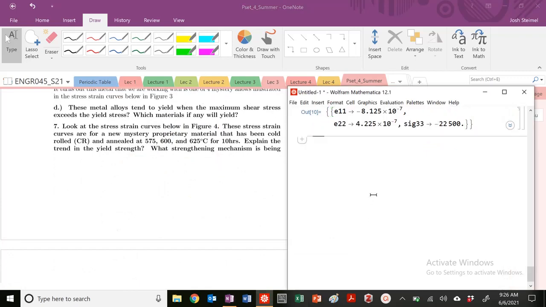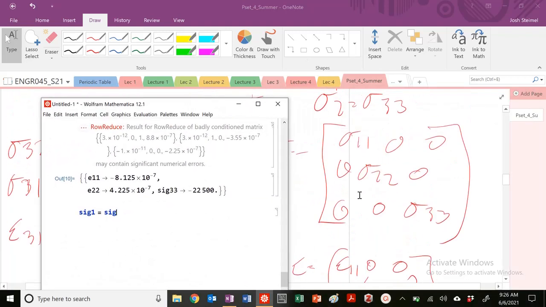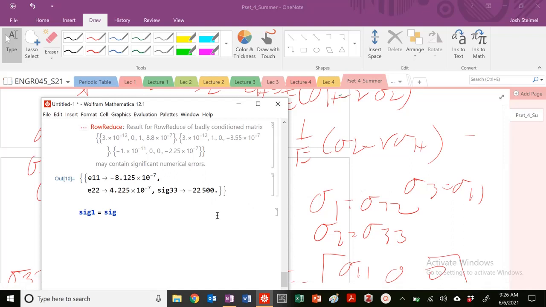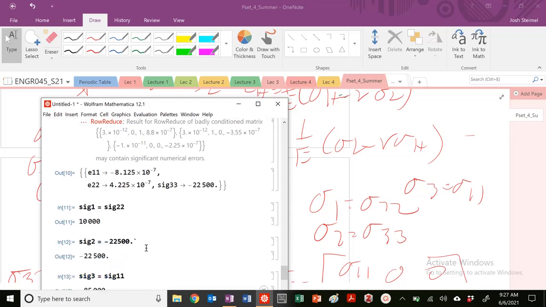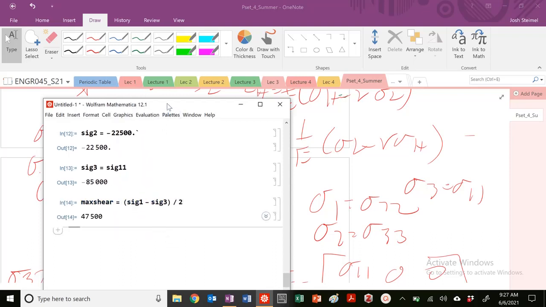So my tau max again. Let's just say my sigma 1 equals sigma 2, my sigma 2 equals sigma 3, and my sigma 3 equals sigma 1. So my tau max shear equals sigma 1 minus sigma 3 divided by 2. So that's my maximum shear stress.